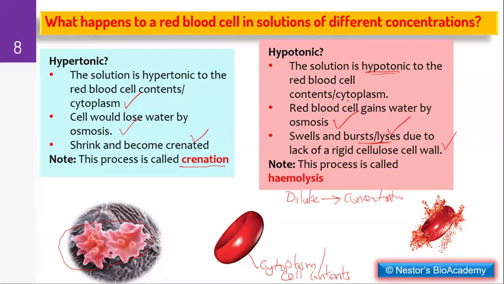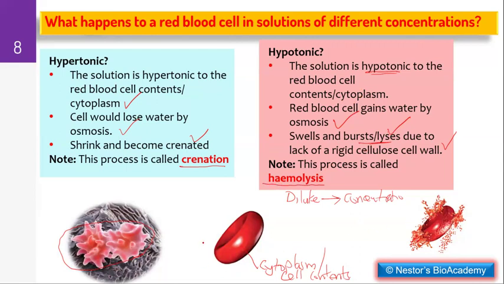So in a hypotonic environment, you expect the red blood cell to gain water by osmosis, swell, and eventually burst. We refer to this process as hemolysis. Again, you don't expect a red blood cell that has undergone lysis to have any functionality.